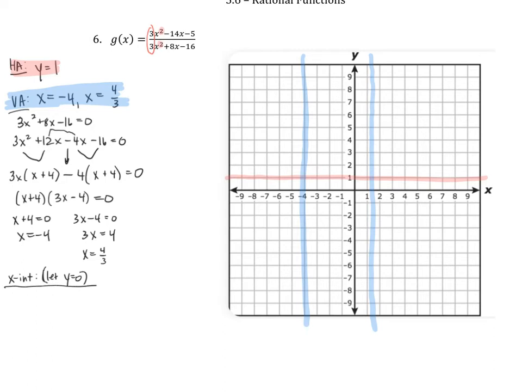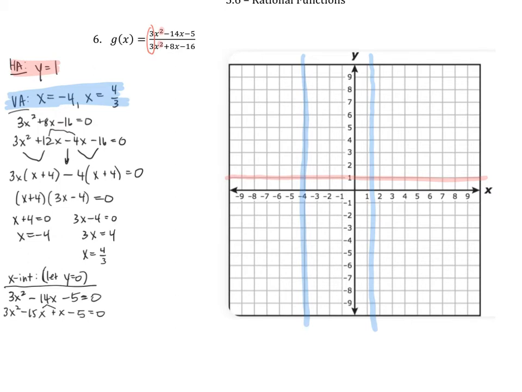Okay, that means I'm just looking at the numerator. So that's 3x squared minus 14x minus 5 equals 0. So again, I'm factoring. So this is going to be 3x squared minus 15x plus x minus 5 equals 0. So I split this negative 14 up into negative 15 and positive 1.